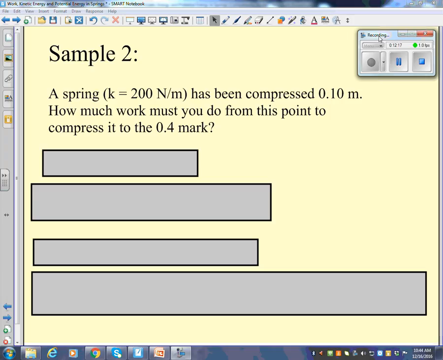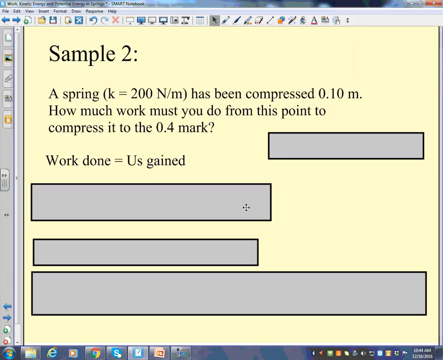So it's already got some potential energy, right? So the force doesn't start at 0. The force starts at some value greater than 0, right? So this is a little bit different. So again, the work done is the potential energy gained, right?